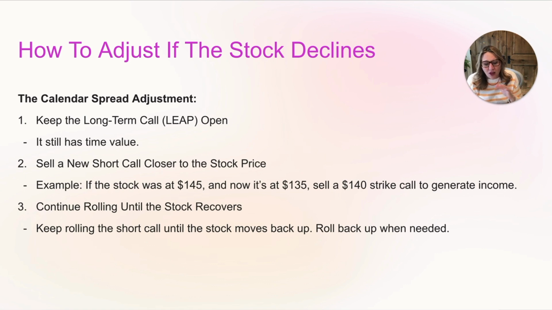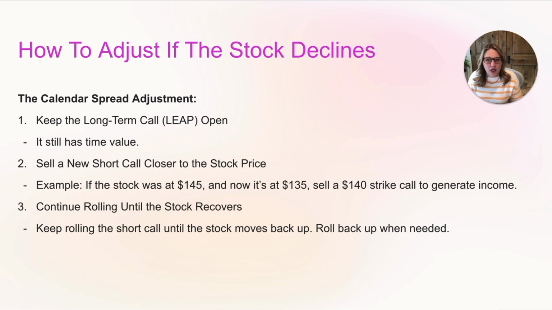On this spread adjustment, I'm calling this a calendar spread because you can use the calendar to really work to your benefit and how much time you still have left. You're going to keep that long-term LEAPS open because it still has time value. It's still an asset you own for a period of time. If you owned a 3-year LEAPS and you're only a year and a half into it, you still have a year and a half left to collect rent. Who cares if it lost value?